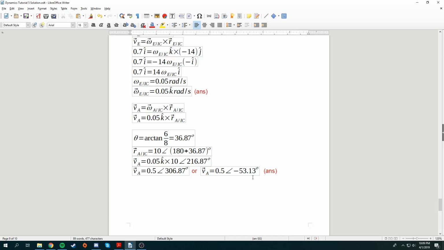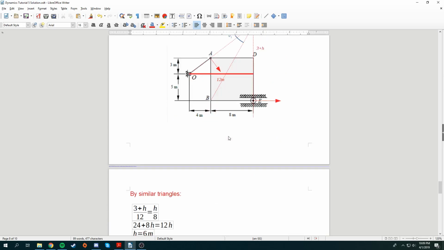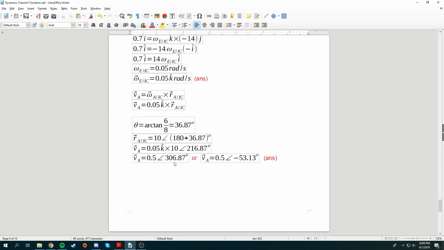Because one revolution is 360 degrees. So imagine this vector over here. See this velocity vector. So when I measure from the positive x-axis, I can measure in an anticlockwise direction, and that will give me about 300 plus degrees. Or I measure from the clockwise direction, and that will give me a negative direction. That's why this or this, both are the same answer.